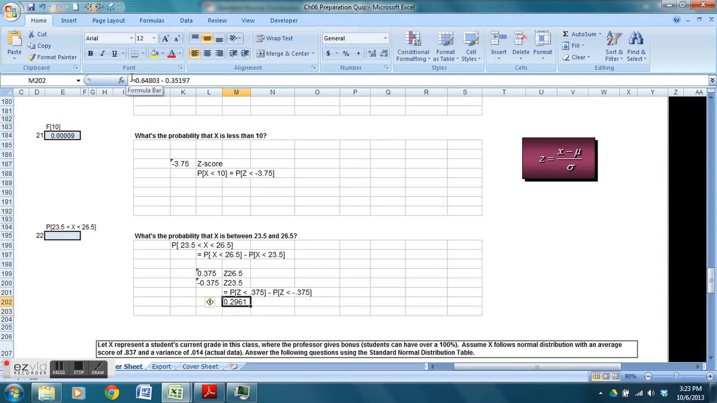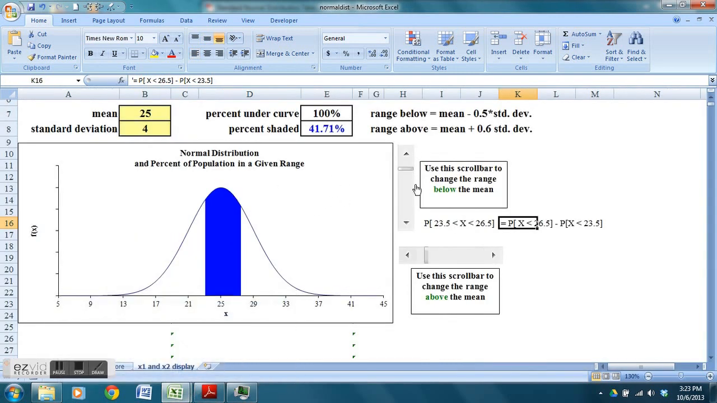You know, and there we have our answer. Now, there's also another way that you can do that that's quicker. Instead of finding the probability of both 0.375 and negative 0.375, you can look at this graph, and if it was drawn correctly, these two lines are symmetric. So you can realize that this white tail has exactly the same probability as this white tail.